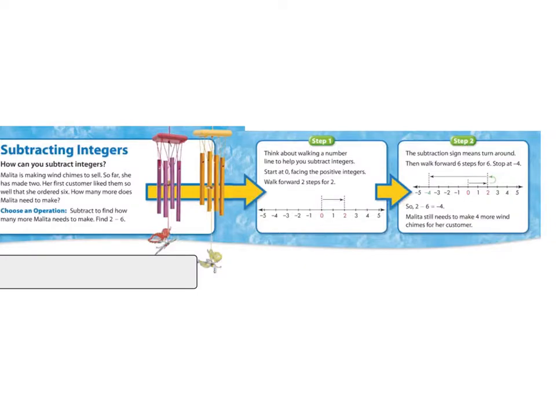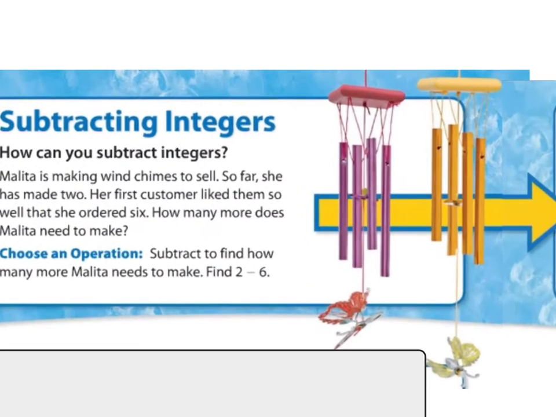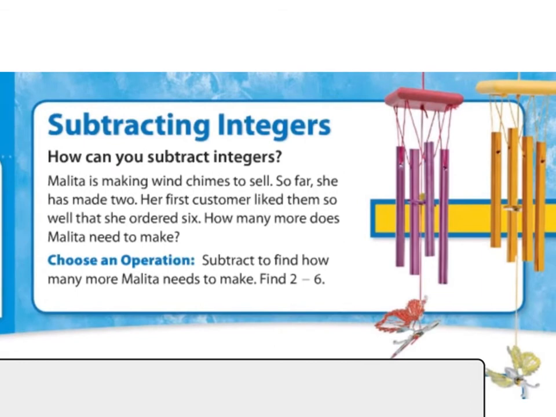Here's your first example problem. During this video, I'm going to ask myself, do you remember how to read, specifically when there's negative numbers? How can you subtract integers? Melita is making wind chimes to sell. So far, she has made 2. Her first customer liked them so well that she ordered 6. How many more does Melita need to make? Subtract to find out how many more Melita needs to make.